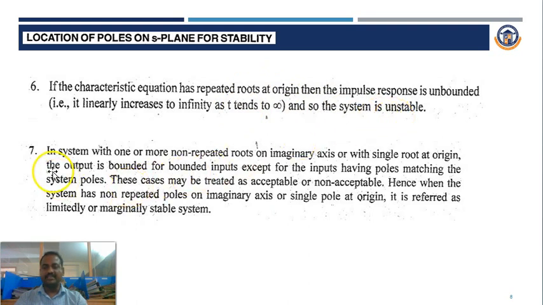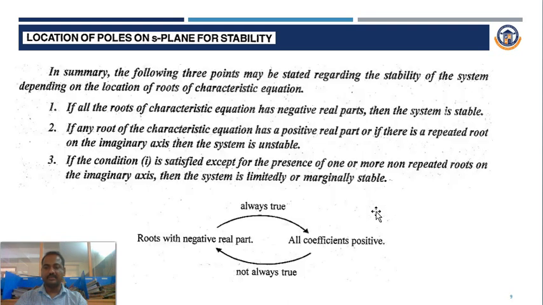Here, seventh case. In a system with one or more non-repeated roots on the imaginary axis or a single root at the origin, the system is bounded for bounded inputs except the inputs having poles matching the system poles. The cases may be treated as acceptable or non-acceptable. Hence, when the system has non-repeated poles on the imaginary axis or a single pole at the origin, it is referred to as a limitedly or marginally stable system.